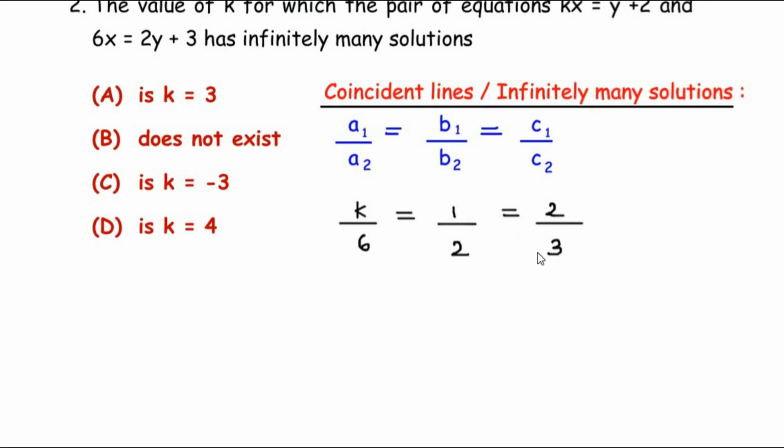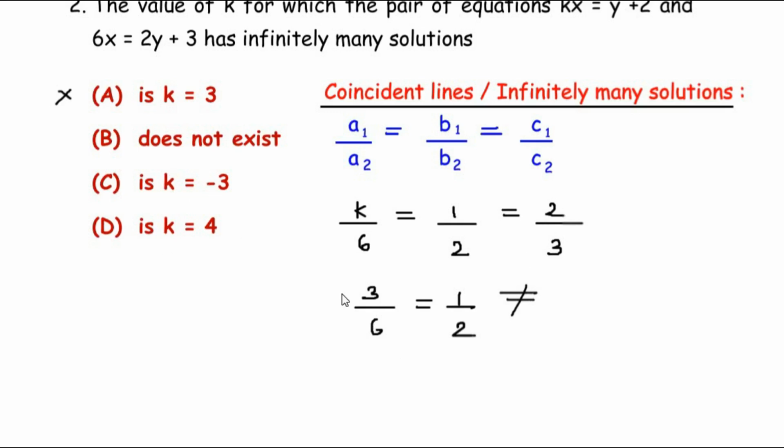Now let us see if there exists any value of k that satisfies 1 over 2 is equal to 2 over 3. Now here if we look at the options, the k value is given as 3, negative 3 or 4. So let us take it as 3 over 6 first. So 3 over 6 is equal to 1 over 2. So it satisfies b1 over b2. But it fails to satisfy c1 over c2 because this is not equal to 2 over 3. So this is not going to be our answer.